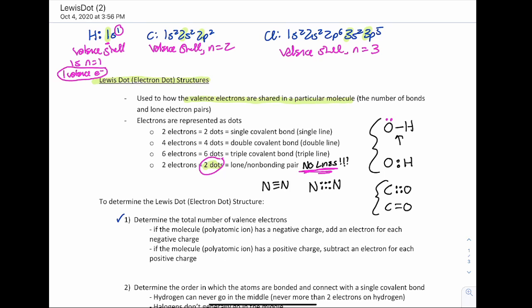If I look at carbon, remember we're not differentiating here between subshells. I'm not saying valence subshell, I'm saying valence shell. So everything in the second shell is going to count. So I have 2 here and another 2 here, so I have 4 valence electrons. For chlorine, again, it's everything in shell 3. So I have 2 in an s subshell, and I have 5 in a p subshell, but they're both in the third shell. So for this one, I'm going to have 7 valence electrons.